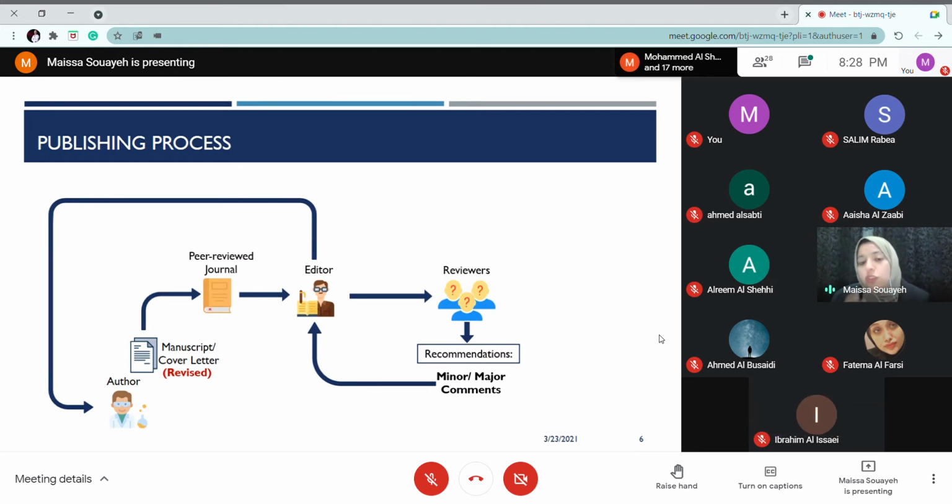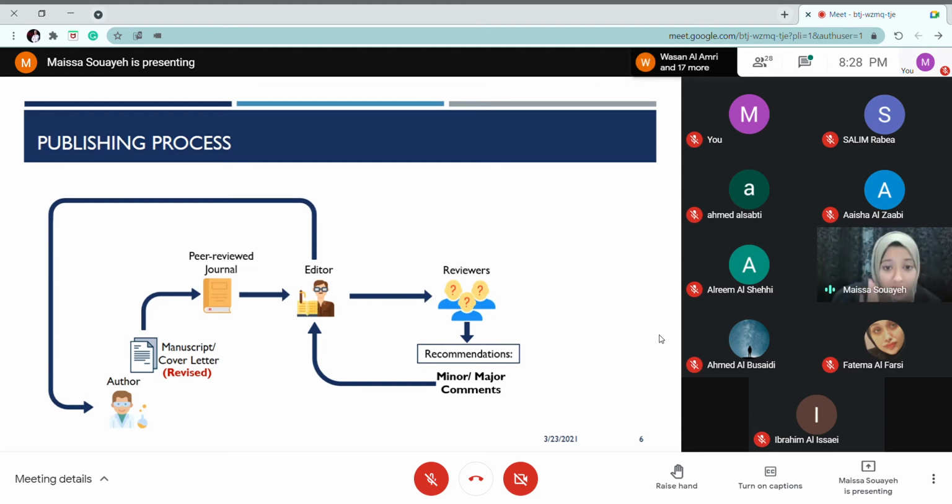So you see, when you understand the process and how long each step should take, it can save time, it can save effort, and it can save many things. Okay, so this is simply the publishing process.